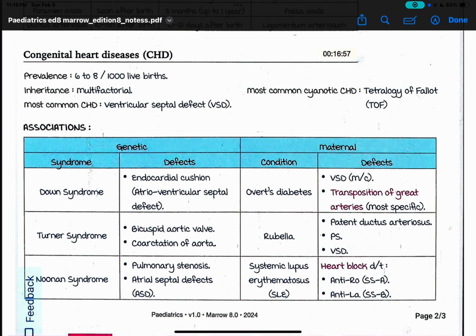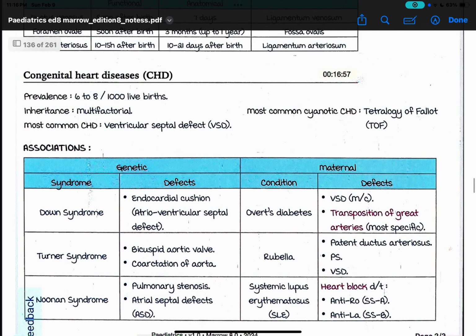Congenital heart disease prevalence is 6 to 8 per 1000 live births. Inheritance is multifactorial. The most common congenital heart disease is ventricular septal defect. The most common cyanotic congenital heart disease is tetralogy of Fallot, TOF. Association.